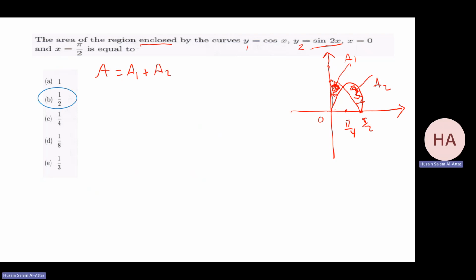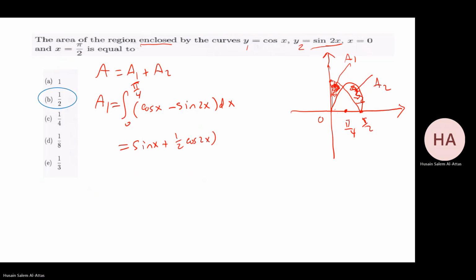Now we need to do the calculation. In A1, oh, by the way, this is pi over 4. So A1 will be the integral from 0 to pi over 4. The upper will be the cosine. It will be cosine x minus sine 2x. Or let me say it y1. dx. That will be sine x plus half cosine 2x from 0 to pi over 4.